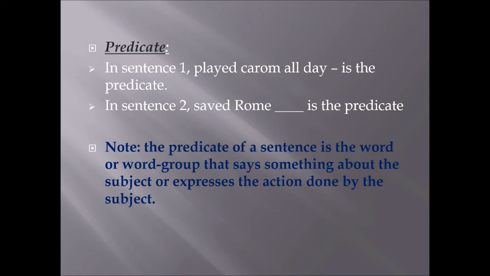Remember the examples, all of you. Geeta played carom all day. In that sentence, Geeta is the subject. What is Geeta doing? Geeta played carom all day. That played carom all day expresses the action done by the subject. The word group that says something about the subject or expresses the action done by the subject. So that is the way we need to find the subject and predicate of a sentence.